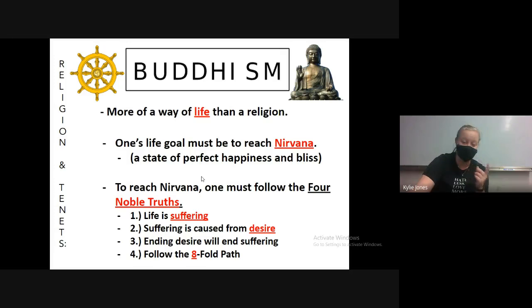Number 1, life is suffering, which is sad. Number 2, suffering is caused from desire. Number 3, ending those desires will end your suffering. And number 4 is to follow the Eightfold Path. And we'll talk about that as well. So that's our first part. And we need to type that onto our other slides. I didn't write these down.